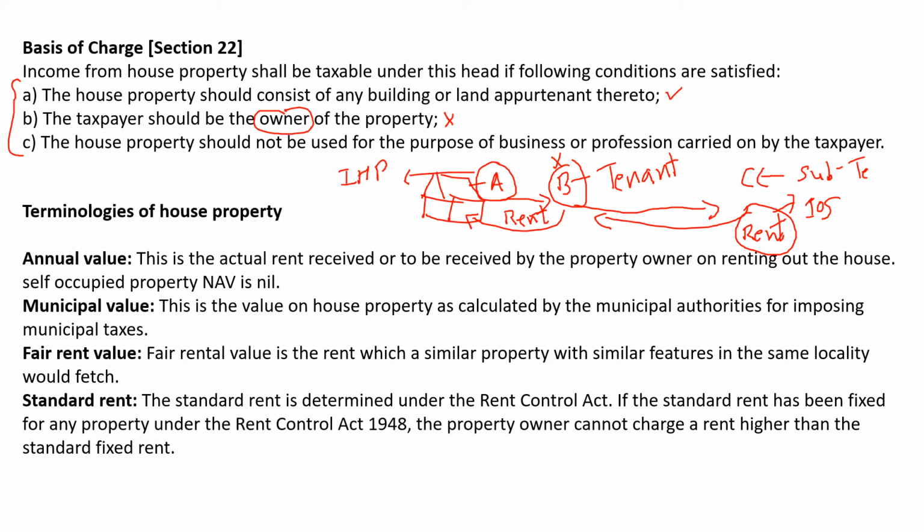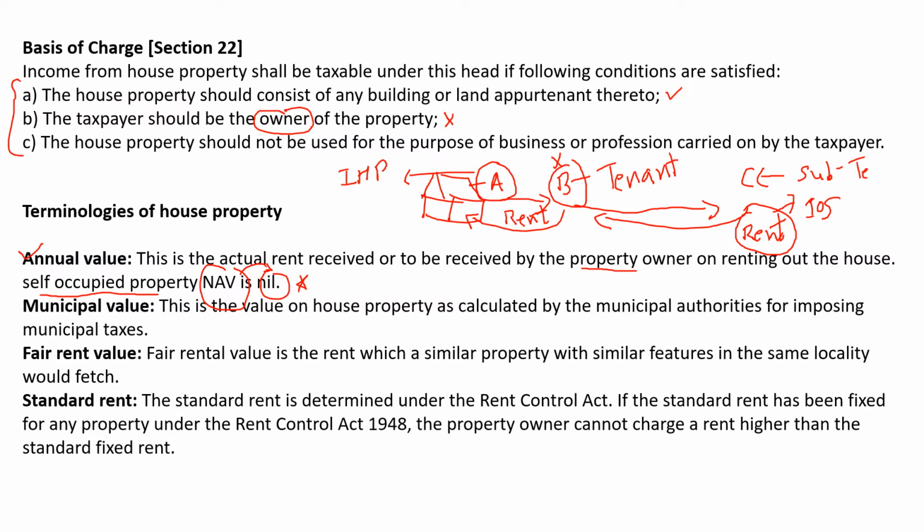Now coming to the terminologies of house property. The first is the annual value. A property of the owner has a value, the actual rent which you will be receiving from renting of the house, and that is known as the net annual value. Every house property will have an annual value which you will receive by letting the house on rent. But for a self-occupied property, NAV will always be nil. We need to remember this part: NAV of a self-occupied property is nil.